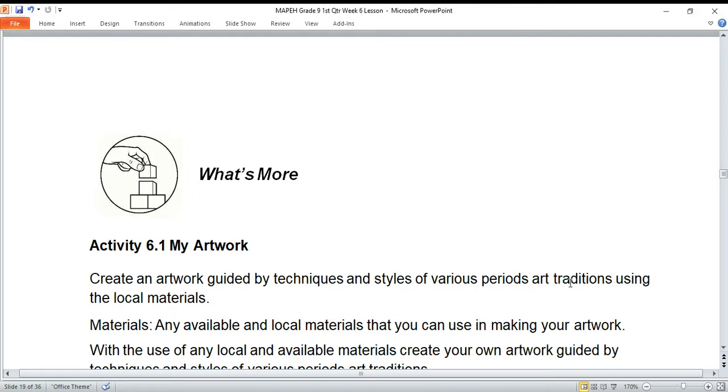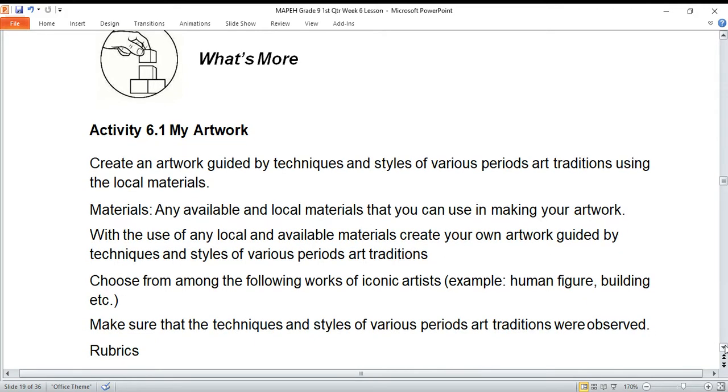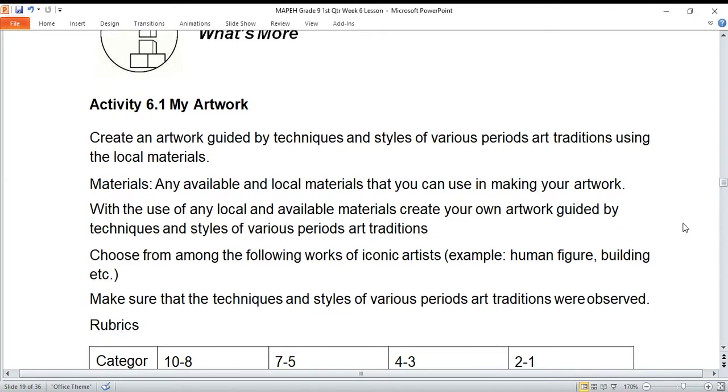Now, for the activity, My Artwork. For your performance task, create an artwork guided by techniques and style of various periods or art traditions using local materials. Materials are any available and local materials that you can use in making your artwork. With the use of any local and available materials, create your own work guided by the techniques and styles of various periods or traditions. Then choose from among the works of iconic artists, for example, a human figure, building, etc. Make sure that the techniques and styles of various periods or traditions are observed.